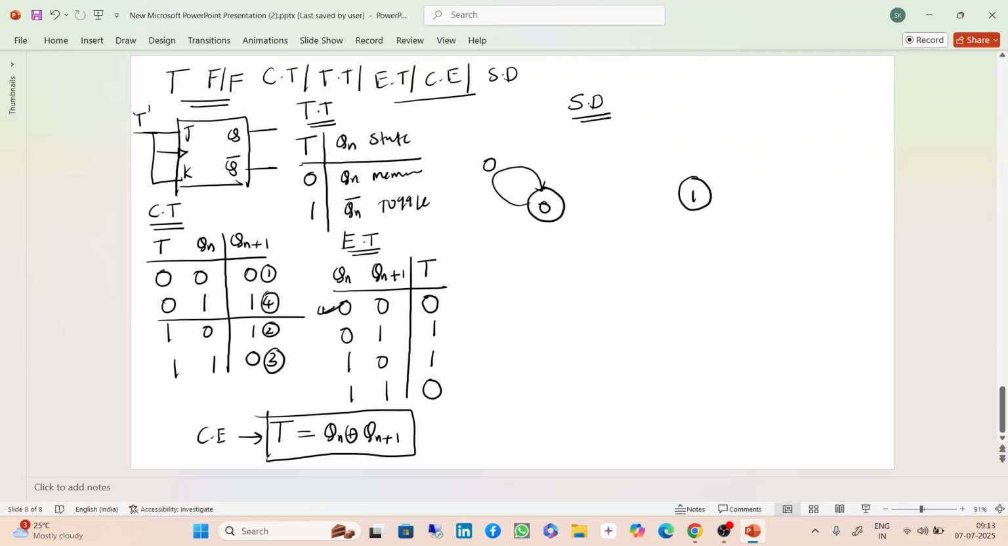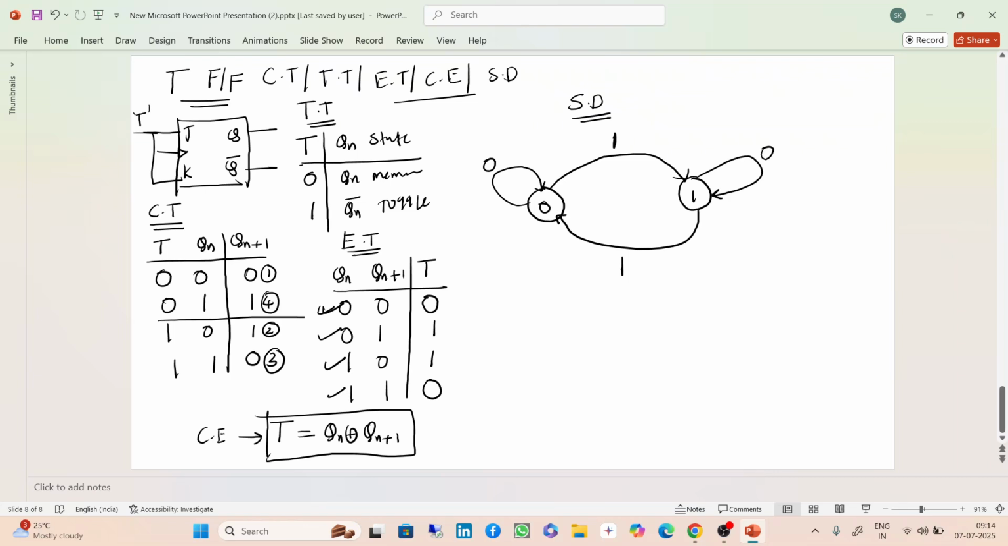input? 0. Next, present state is 0, it is going from 0 to 1. What is the input? Input is 1. And present state is 1, it is going to the next state 0. What is the input? 1. Present state is 1, it will be in the same state. What is the input? Input is 0. So this is the state diagram.